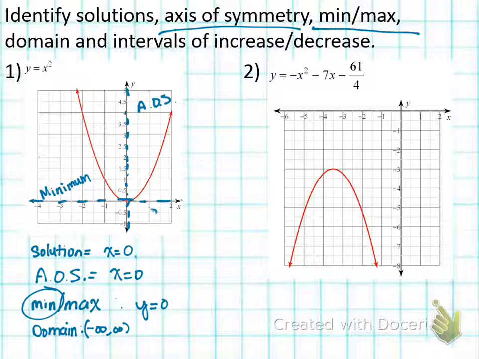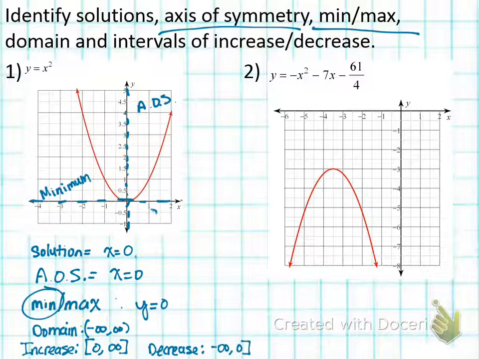Okay, last thing is intervals of increase and decrease. It increases, so we'd write increase. It increases from this point right here, x is equal to 0, and it keeps going up forever, so we would say 0 to infinity, it's increasing. And it's decreasing from negative infinity all the way to 0. So that's how we do number 1.